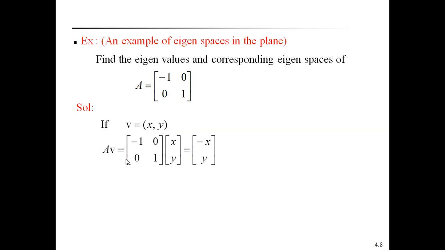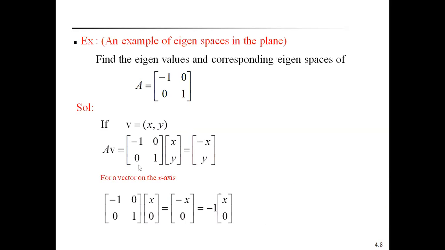Therefore, A into B is equal to [-1, 0; 0, 1] times the column (x, y). Multiplying these two, -1 into x is minus x, plus 0 into y is 0. That means minus x is the first element of the resultant matrix. Similarly, multiply the second row by the column: 0 into x is 0, plus 1 into y is y. So AB is equal to (-x, y).